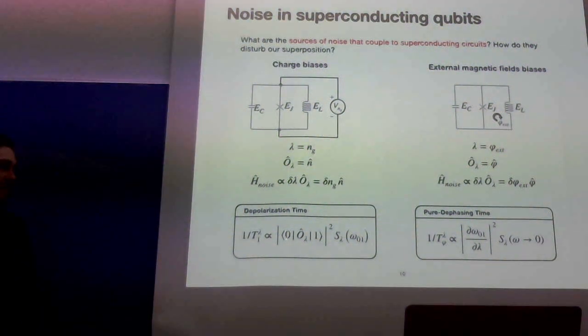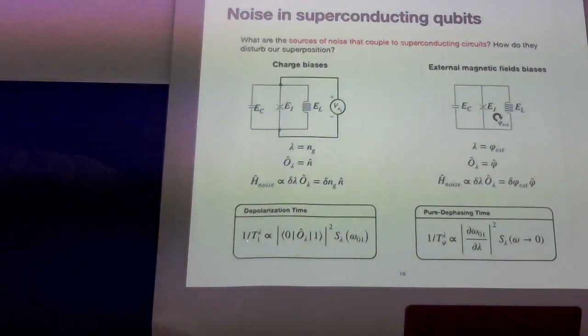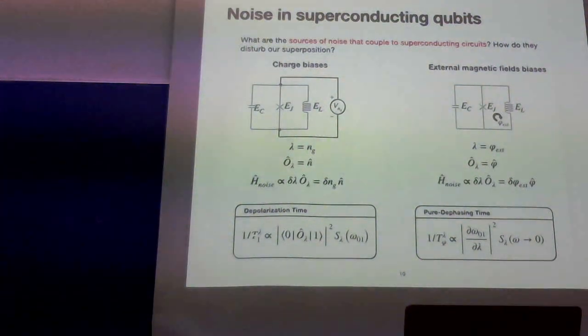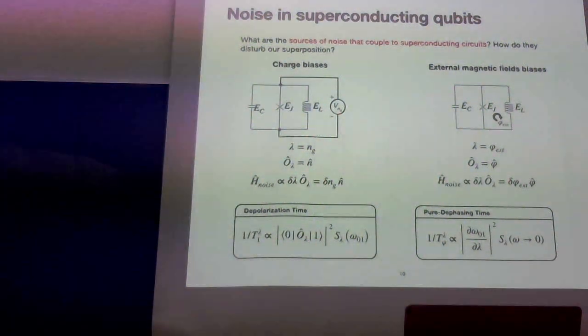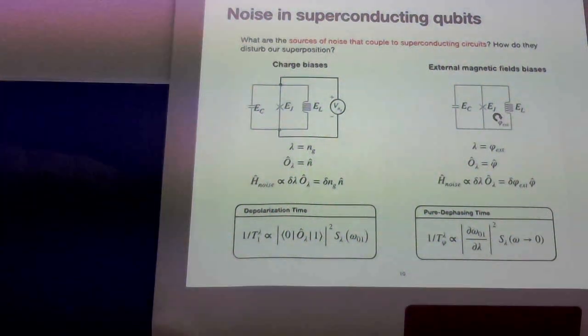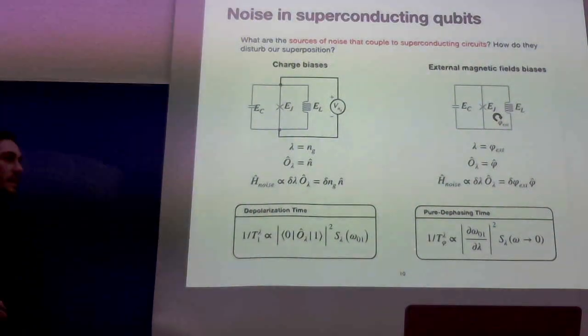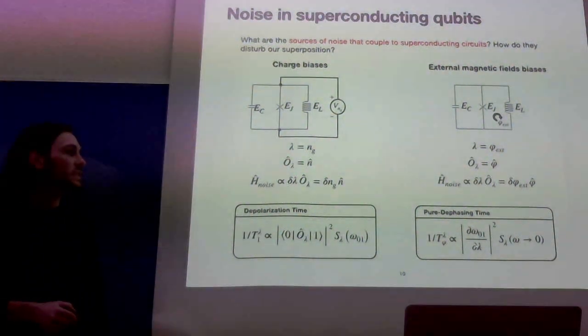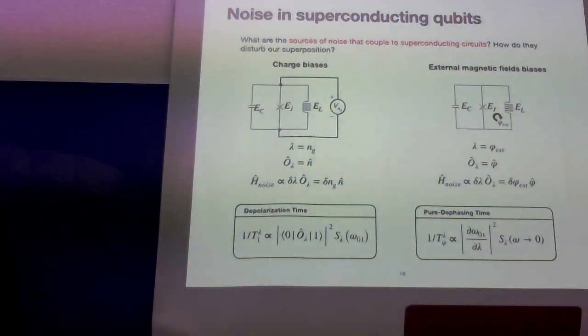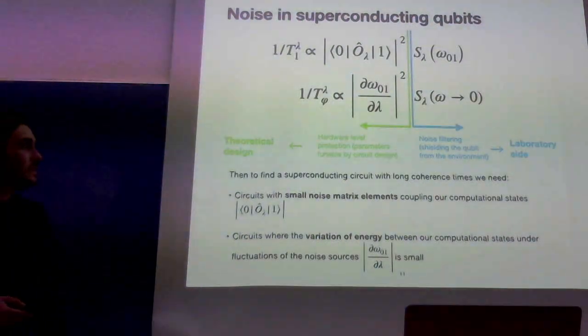So the crucial expressions that relate these kinds of errors with depolarization times and pure dephasing times are over here. Basically, this tells us that the depolarization rate is going to be proportional to how strongly the noise couples our two computational states. And the pure dephasing rate is proportional to how this noise varies the frequency of our computational states.